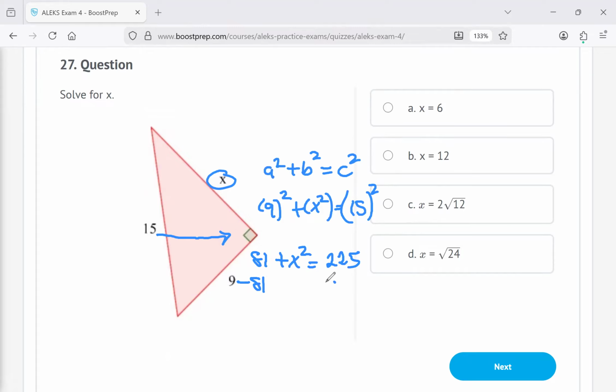Subtract 81 from both sides. Get x squared equals 225 minus 81 is 144. Take the square root of both sides, you get 12.